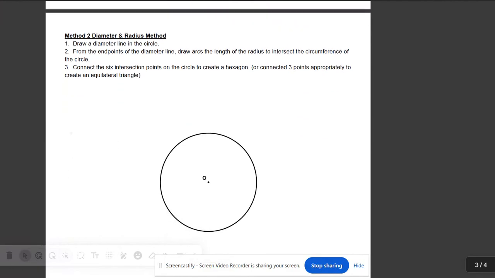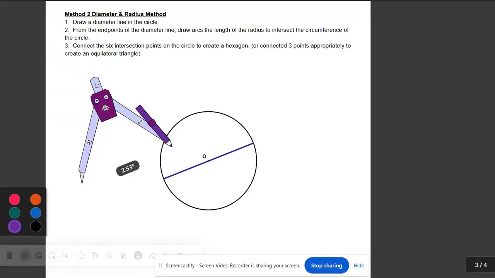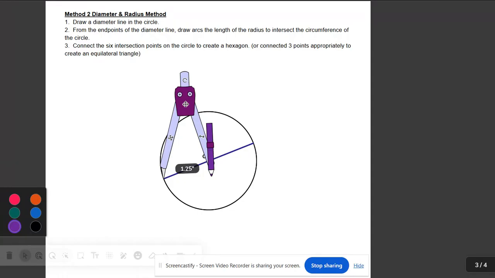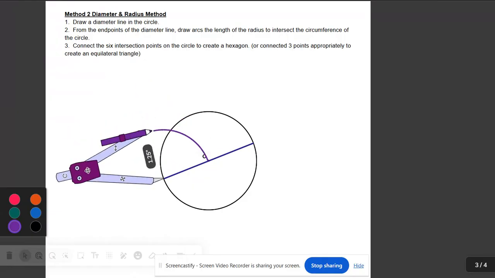All right, there is a little shorter method you can do if you have the center. So method 2, the diameter and radius method, you can start by just drawing the diameter line in the circle. From here, we can then measure the radius. There we go, right at the center. And I can simply draw an arc here.